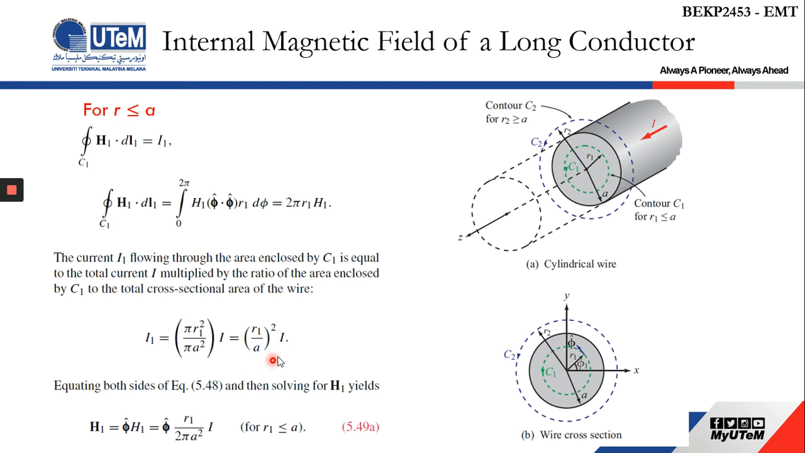Now we replace this part in this part here, and we already know that the integral of H1 over the line is 2 pi R1 H1. So we get 2 pi R1 H1 equals R1 over A squared multiplied by I. And we take 2 pi R1 to the right hand side. So we get R1 divided by 2 pi A squared multiplied by I. This is the general equation for H1 when R1 is less than the radius A.